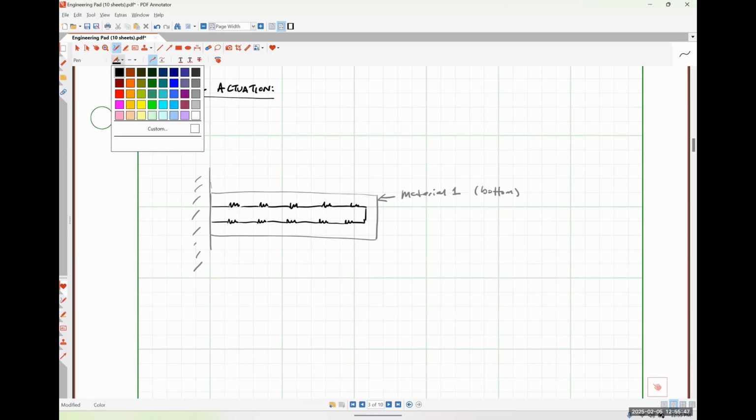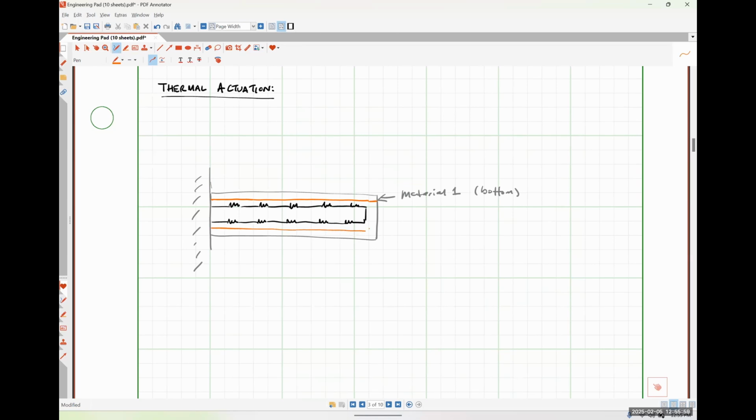If I were to then put a second material on top, so imagine that this guy in orange is literally sitting on the surface. So this is kind of a top view type thing. Side view might look something like this.